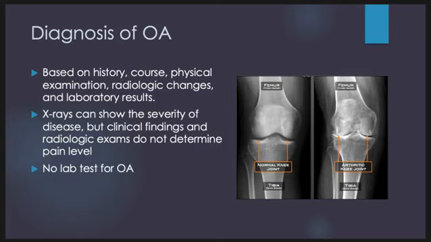Diagnosis of osteoarthritis is based on history, course, and physical examination, along with radiologic changes and possibly supported by lab results as well. X-rays are best to determine the structural joint changes and show severity of the disease. Still, clinical findings and radiologic exams do not determine pain level for patients. Keep that in mind. Also, there are no definitive lab tests for osteoarthritis. Results are usually normal, but they may be helpful in screening for other associated conditions.